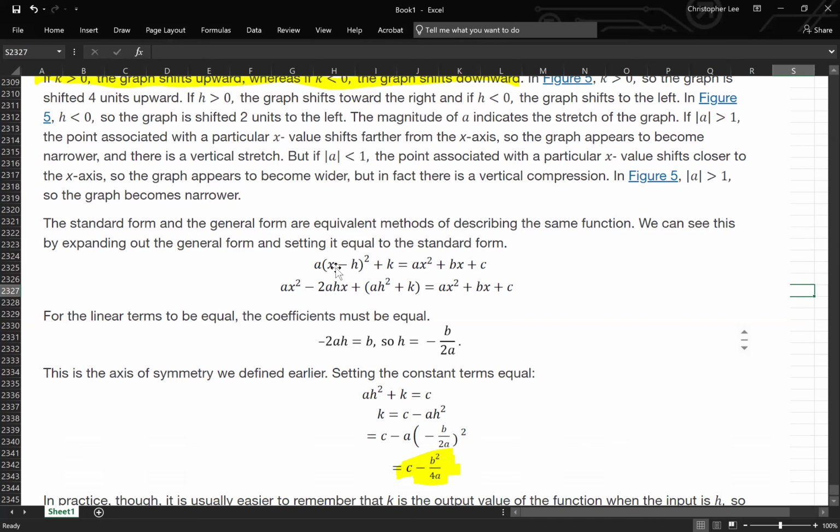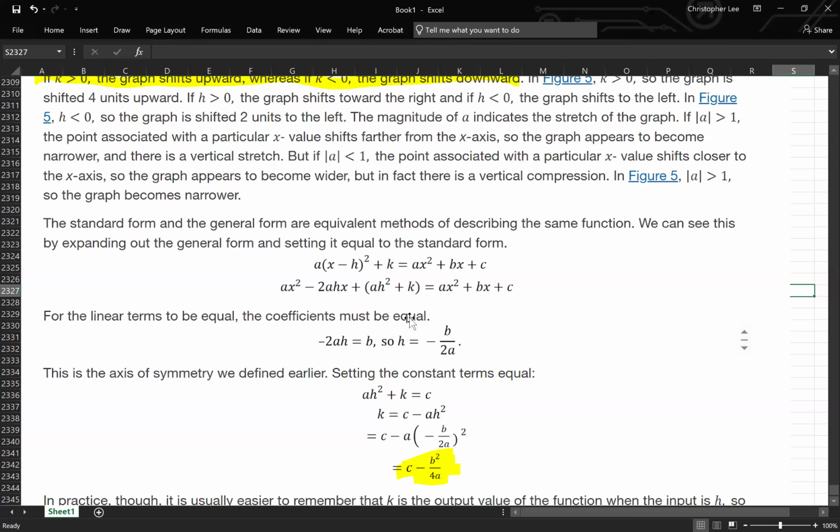So we have a times (x minus h) squared plus k is equal to ax squared plus bx plus c, right? And then all we do is just expand it, left and right. For the linear terms to be equal, the coefficients must be equal, right? So we eventually end up with negative 2ah is equal to b. So h is equal to negative b over 2a. Our axis of symmetry formula, that's how we get it, right? This is the axis of symmetry we defined earlier.